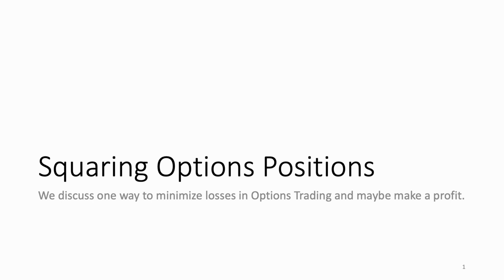In this video, we will discuss how we can square our positions when we trade in options. Now, a brief idea about what is an option. We know there can be two types of options: one we call the call option and one we call the put option.